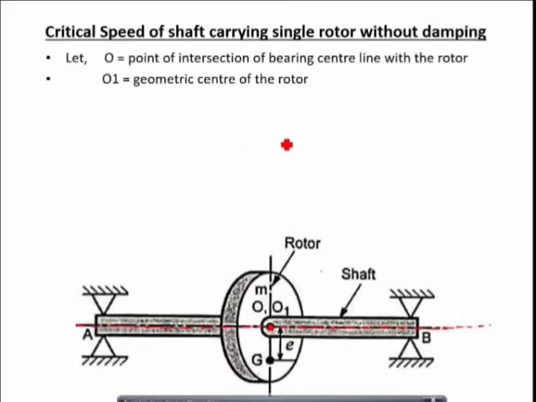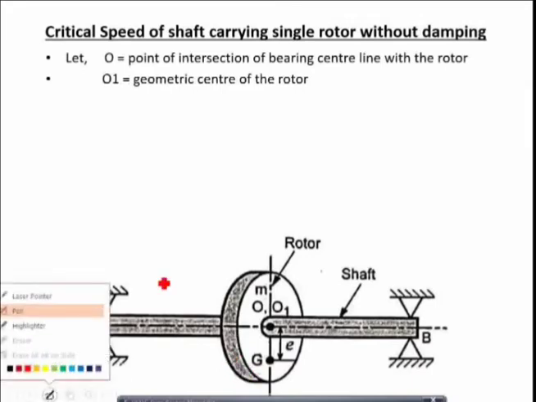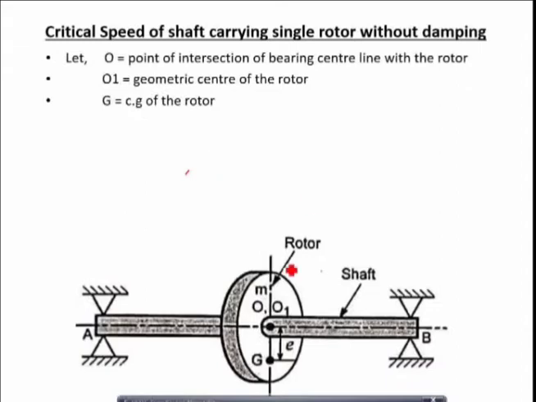Let us say O1 is the geometric center of the rotor. Now at the static condition, this point O and O1 are at the same point, a common point. And during the rotating condition, points O and O1 will have some distance between them. So let O1 be the geometric center of the rotor, and G is the CG of the rotor, which is at a distance e from the geometric center O1, right?